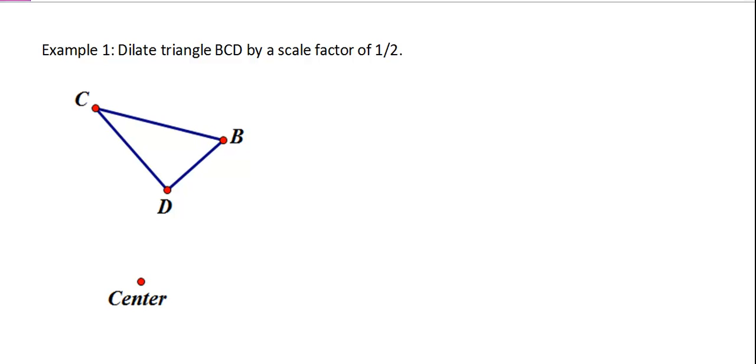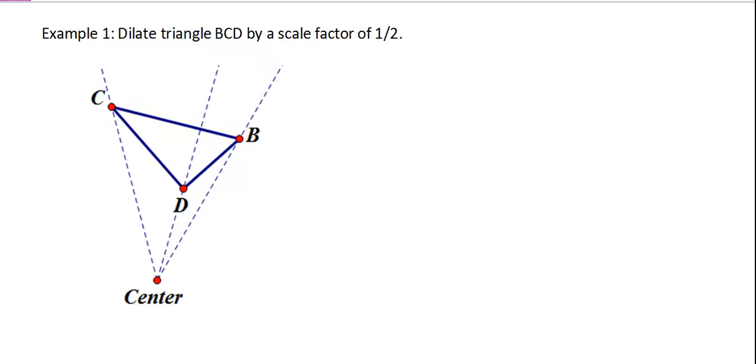In this figure, we want to dilate by a scale factor of 1/2. According to what we just read, we would draw lines from the center of dilation through each of the points, in this case the vertices, but it should be every point. Let me clean that up. Now we have these lines drawn, and if I had a ruler, we would measure this distance, and then my new point C prime would be exactly halfway between the center and C, since my scale factor is half. And D prime would be exactly halfway to D, and B prime would be exactly halfway to B.